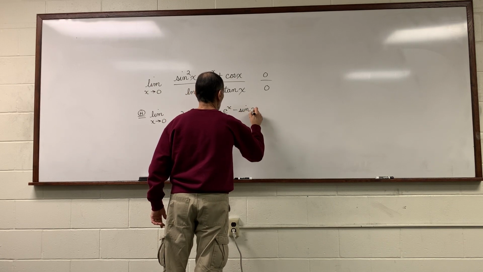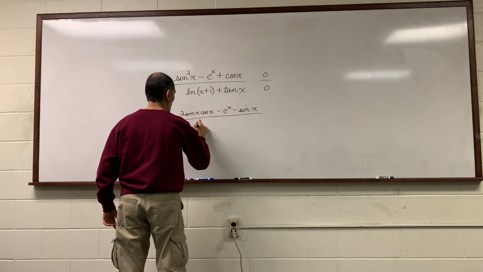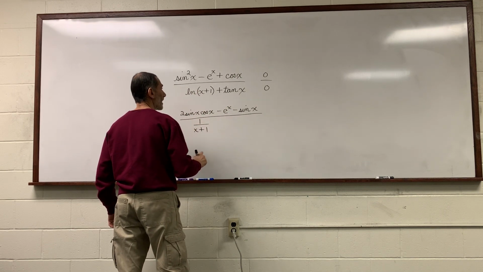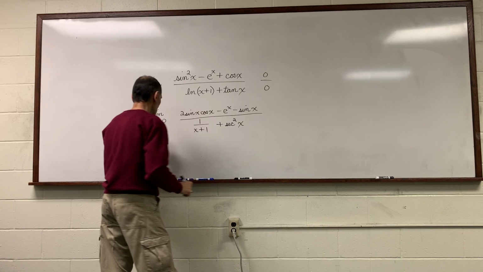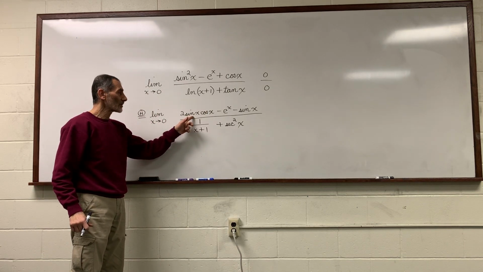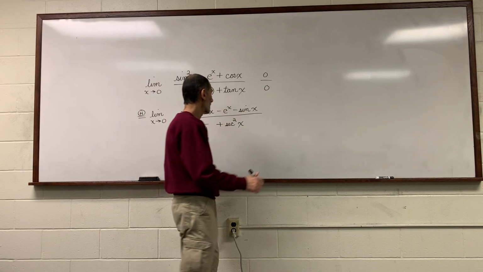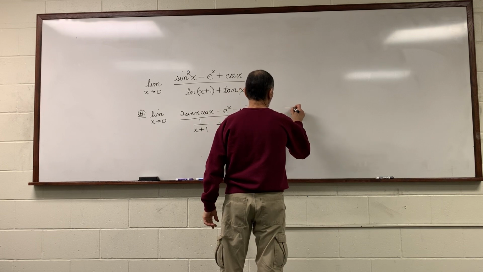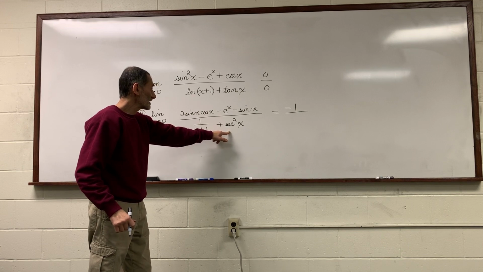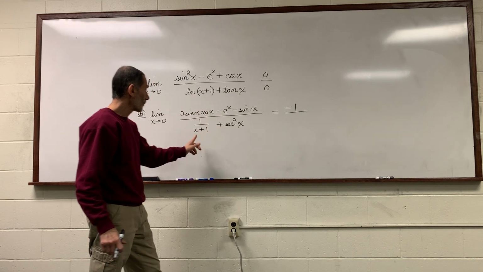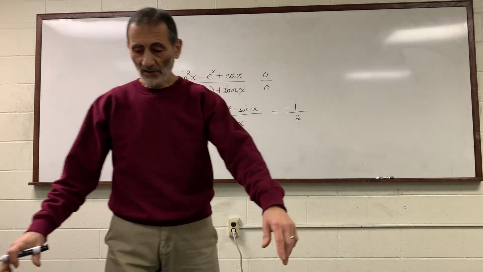divided by 1 over x plus 1, plus secant squared x. Now when we plug in 0 here, well, the sine of 0 is 0, so we get 0 minus 1 minus 0. Plug in 0 here, we get 1. The secant of 0, like the cosine of 0, is 1. 1 plus 1 is 2. And our limit is negative 1/2.